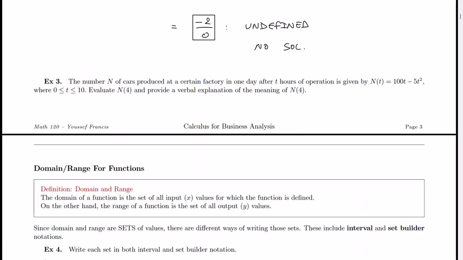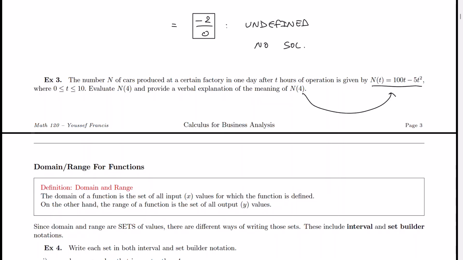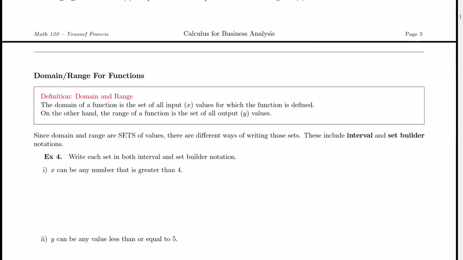I will leave example 3 as practice for you, and I will write the solution in a separate PDF that you can find in this course shell. So give it a try. The function in this case is called n of t, and you're expected to plug in 4. This is an example of a type of application where the function n is the number of cars produced at a certain factory, and so on and so forth. So give it a shot and see if you can get this one done on your own, and then confirm your result by looking at the PDF with all the solutions.